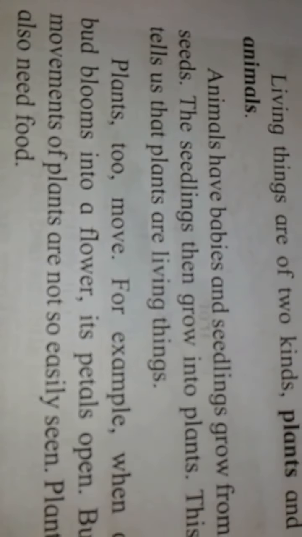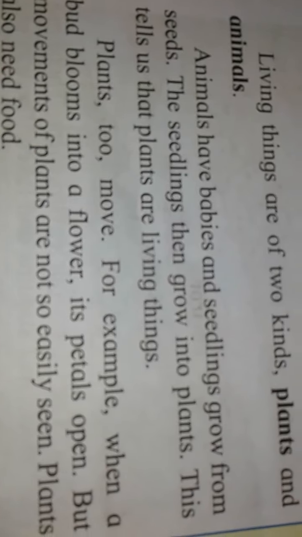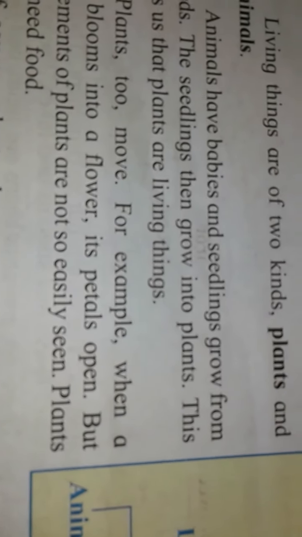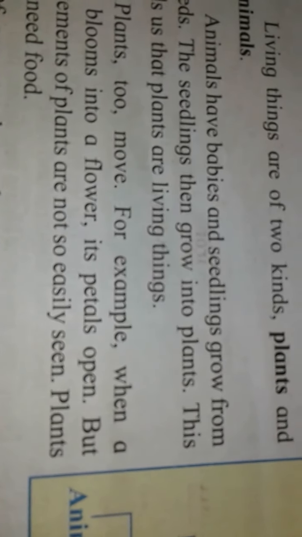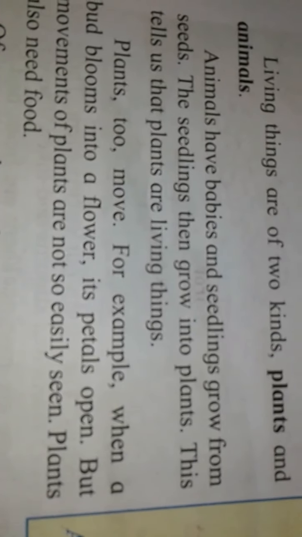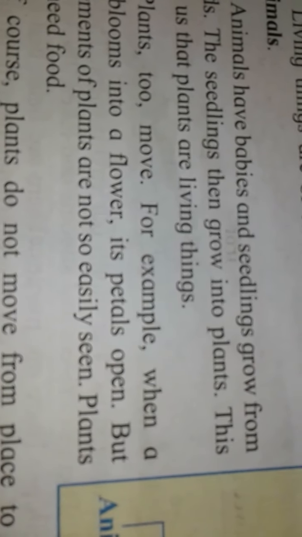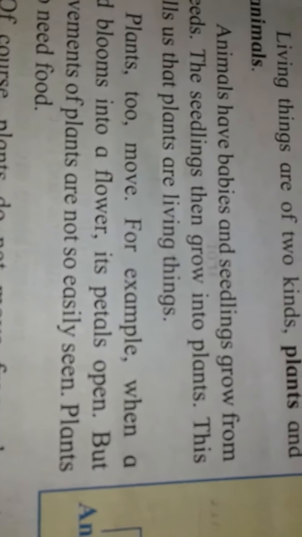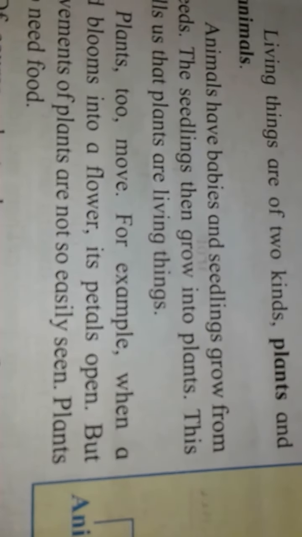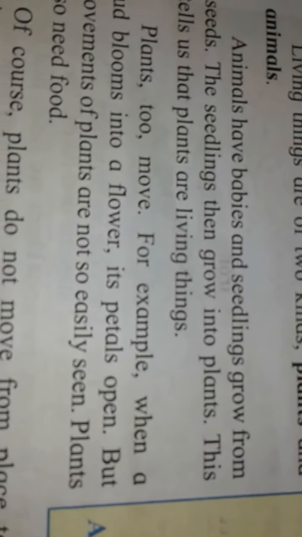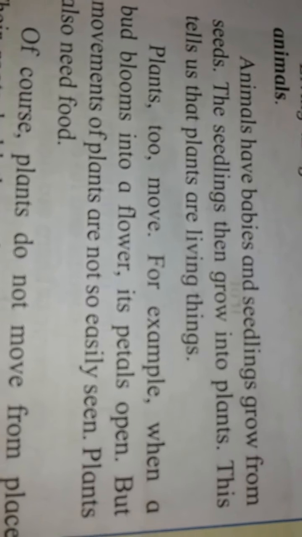Animals have babies, and seedlings grow from the seed. Animals can give birth to young ones, birds lay eggs, and insects also lay eggs. A plant gives seeds, and the seed will grow into a big plant and a big tree. The seedling grows into a plant. The seed falls on the ground, and from the ground a big plant or tree grows. This tells us that plants are living things because they are growing.